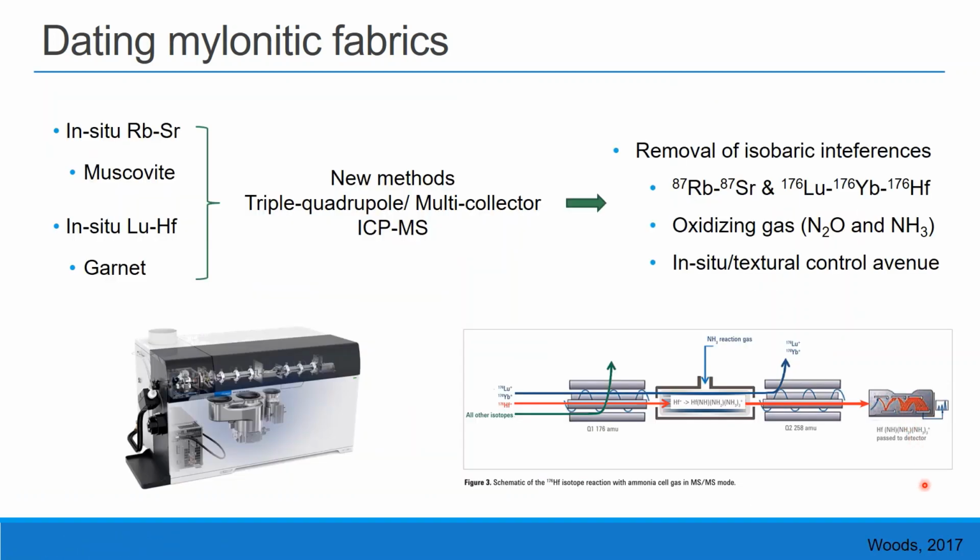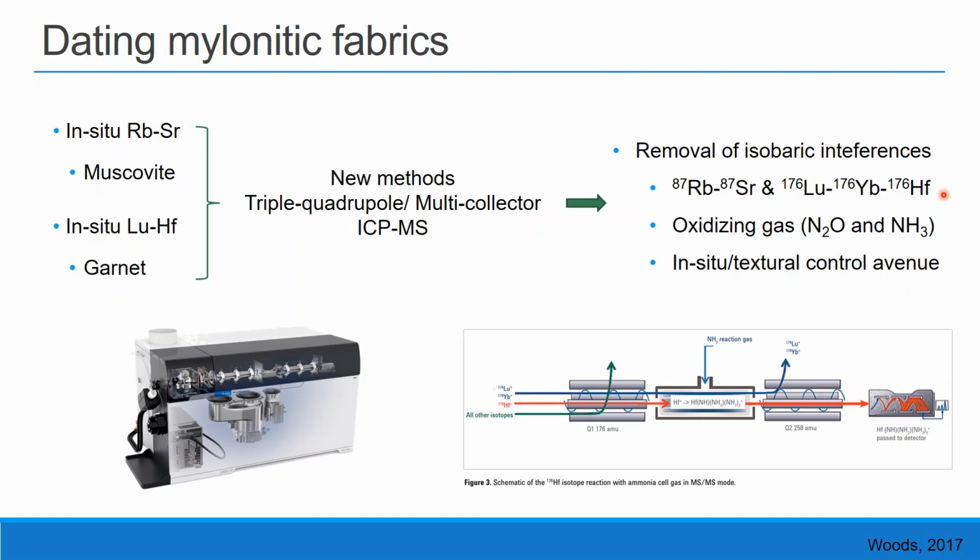And we are able to do this because of the new mass spectrometers that we have nowadays. We can do in situ rubidium in micas, for example muscovite, or in situ lutetium-hafnium in garnet. This wasn't possible before because of the isobaric interferences. I'll just go through this very quickly. For example, rubidium-87 and strontium-87 all look the same to the mass spectrometer because it measures mass and charge, right? Similarly for 176: lutetium, ytterbium, and hafnium all look the same to the mass spectrometer.